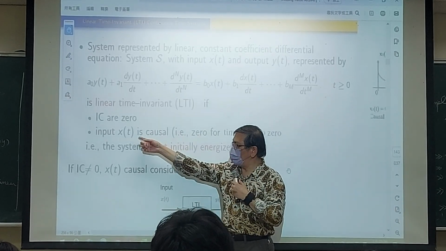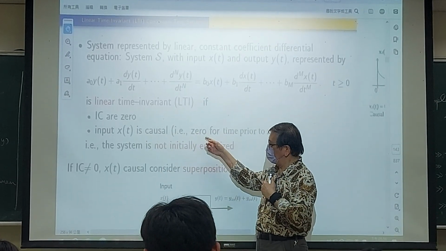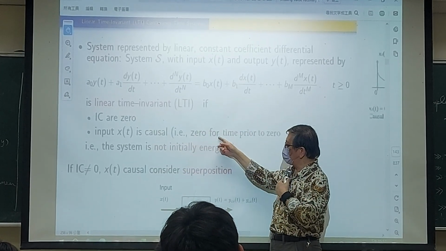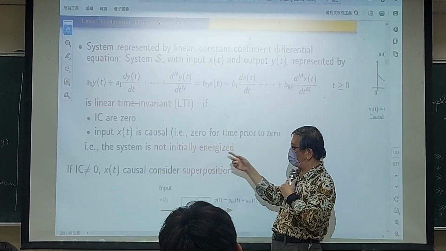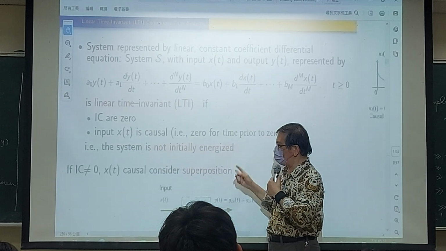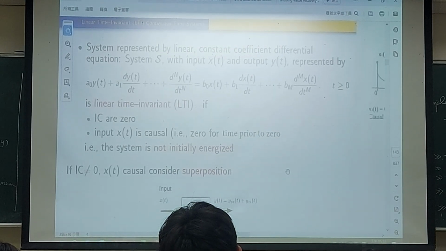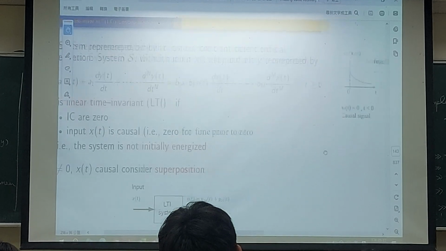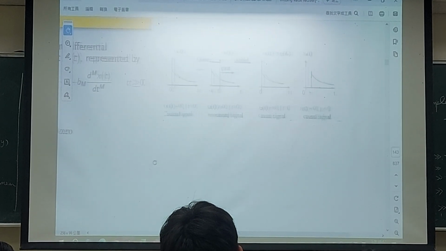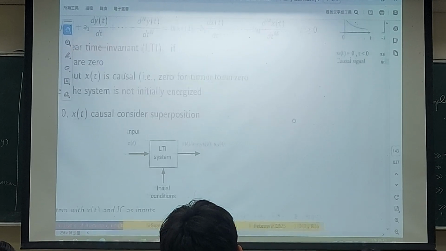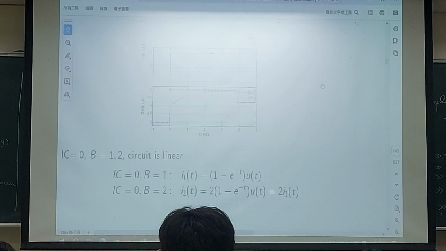and the x(t) is a causal signal. We will see that later. I will show you that. That is 0 for time prior to 0. The system is not initially energized. So let me show you the first one. What is a causal signal?